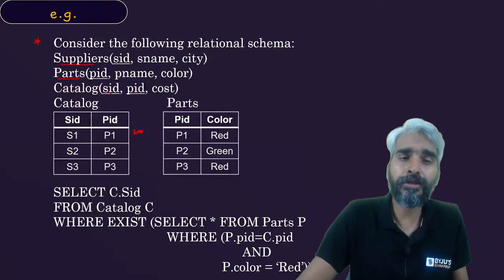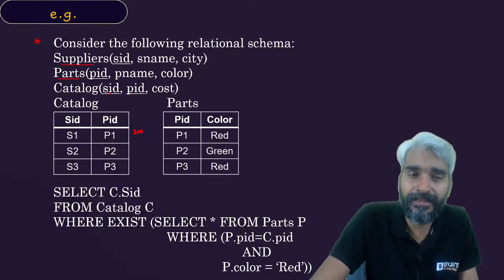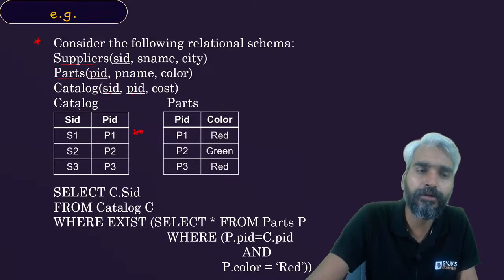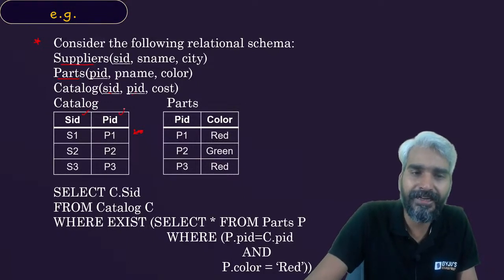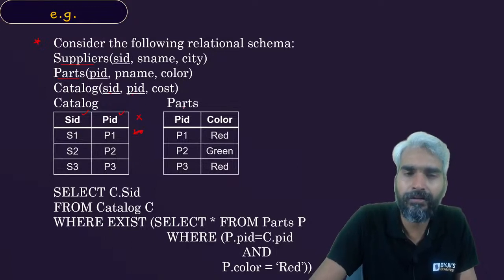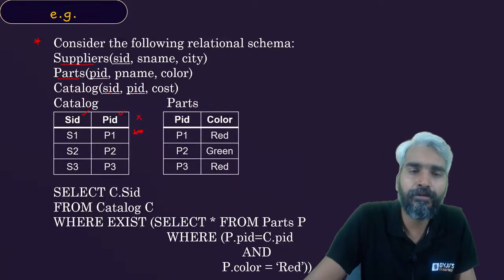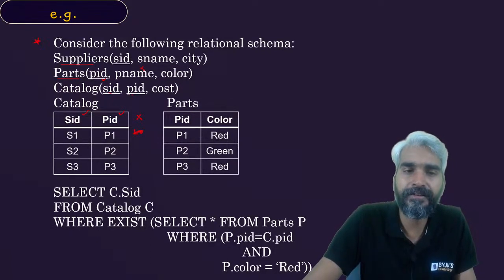So let's try to understand. I've just taken the instances of this catalog, considering only SID and PID. We are not considering cost at this point of time. I have also taken one sub-relation from parts in which we are considering PID and color only. We are not considering the name.